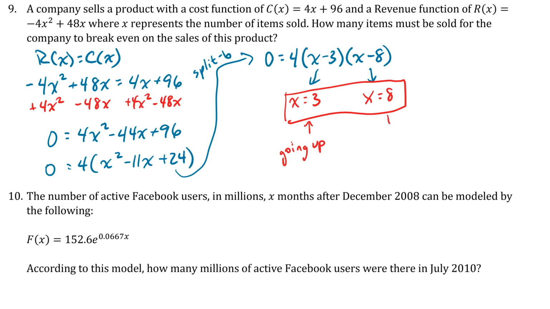For x equals 8, it's actually the opposite. We were making profit, but after x equals 8, the costs get too expensive, and we're going to start losing money if we make any more than that. So that's when it's going down. All right, you don't really need to know that part as long as you can find the 2 break-even points, but that's why there's 2 of them this time instead of just the 1 of the previous example.